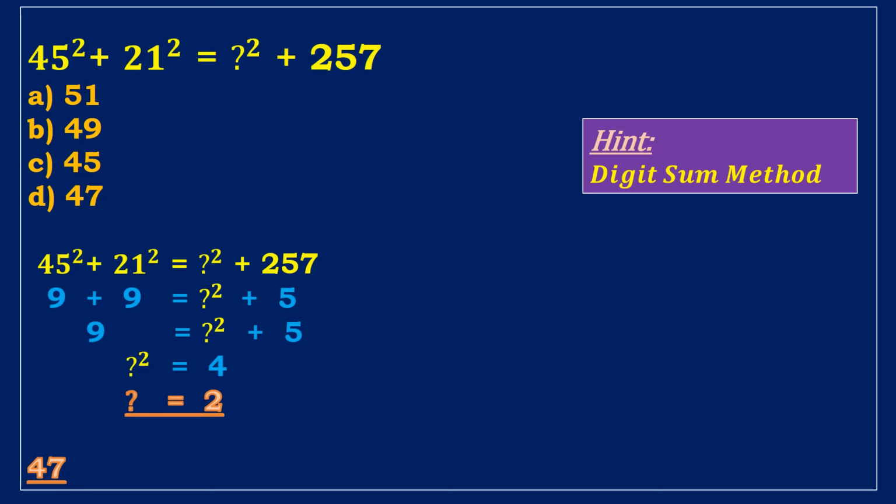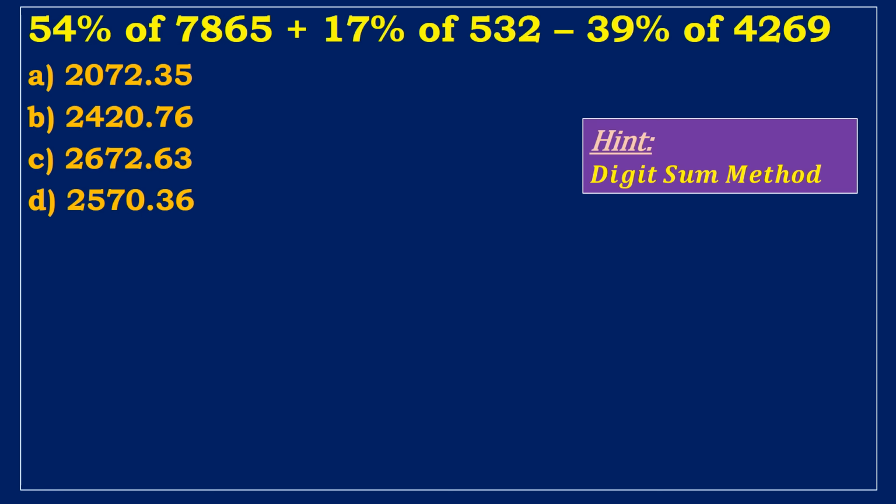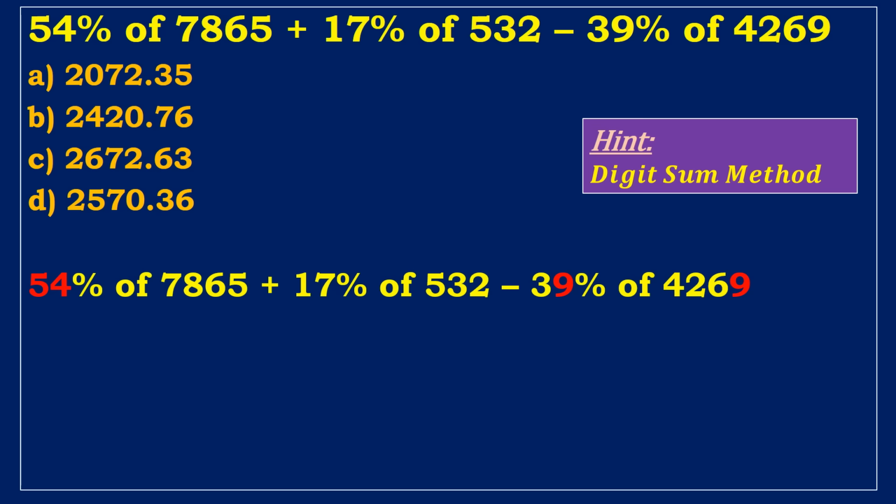Let's look at the 8th example to understand the simplification concept with the digit sum method. Simplify the equation 54% of 7,865 plus 17% of 532 minus 39% of 4,269. Applying the digit sum concept, 54 equals 5 plus 4, which is 9. The digit sum of 7, 8, 6, 5 is 8. Likewise, 17% of 5, 3, 2 is 8 into 1, which is 8.